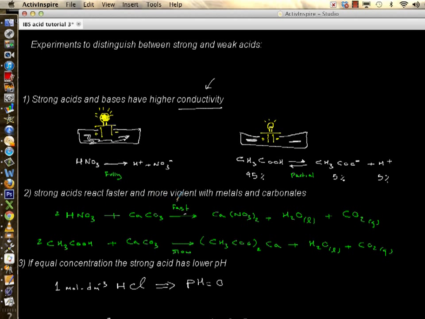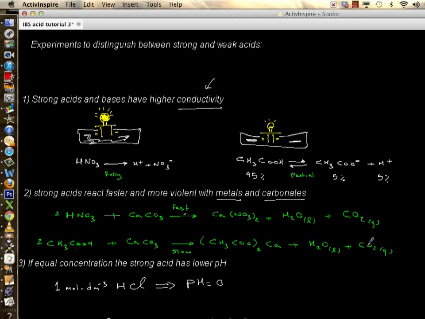The other one is the reactions of acids with either metals or carbonates. If it's strong, for example, nitric acid and calcium carbonate, the reaction is rather fast and violent. You produce lots of bubbles of carbon dioxide and the reaction is instantaneous, very quick. If it's ethanoic acid, on the other hand, in comparison, the reaction is very slow and you will get bubbles at a slower rate.